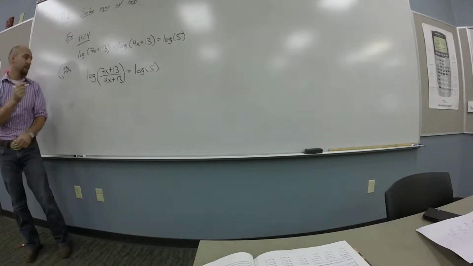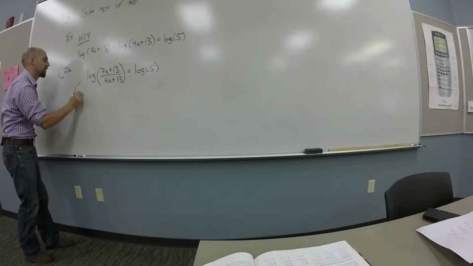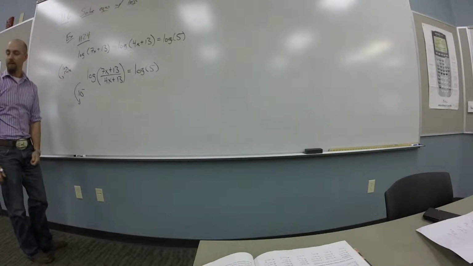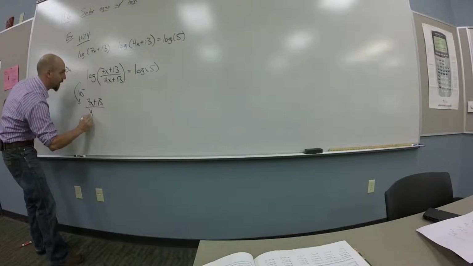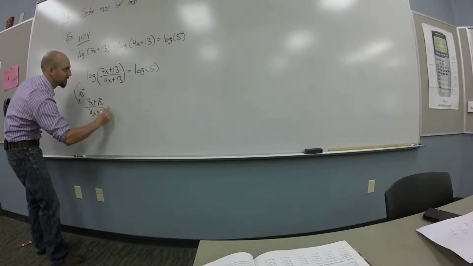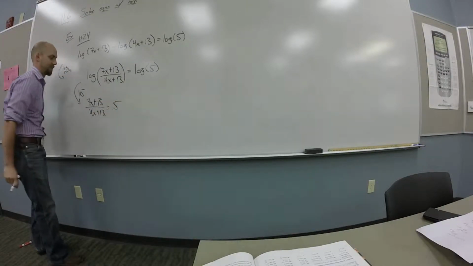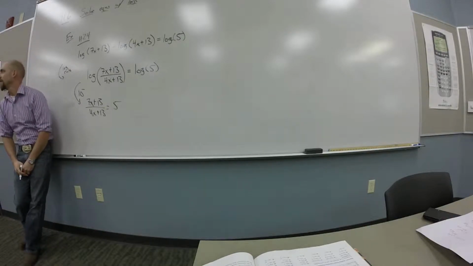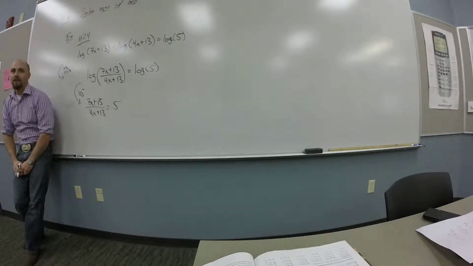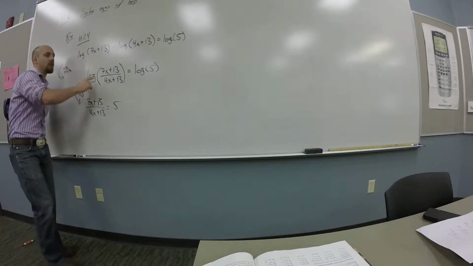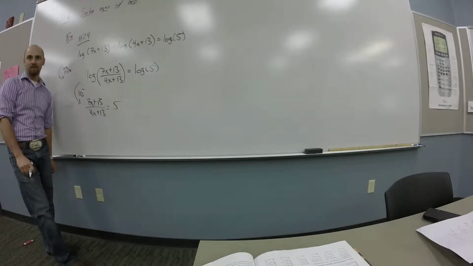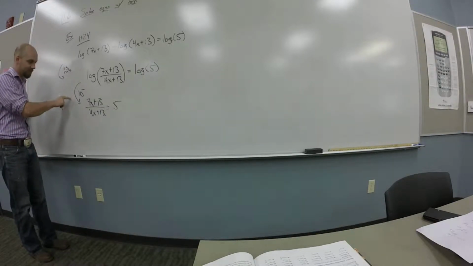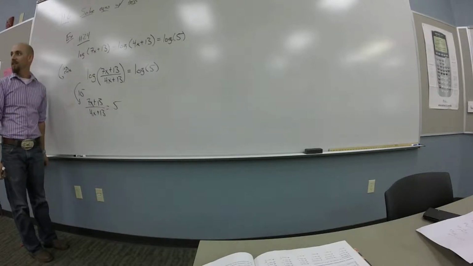Now when I take 10 to the stuff on both sides, right? I'm going to get 7x plus 13 over 4x plus 13 is 5. Right? So where did you put the 10s when you did that? So the 10s and the logs canceled, right? Okay, so I'll just write that for myself. Yeah, that's fine. So right here, 10s and logs cancel.